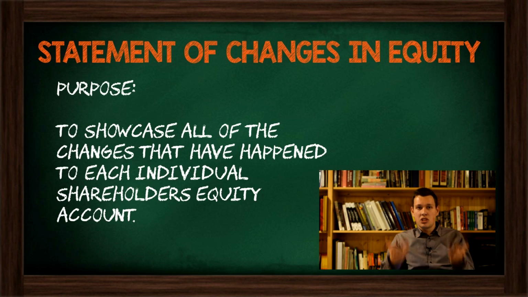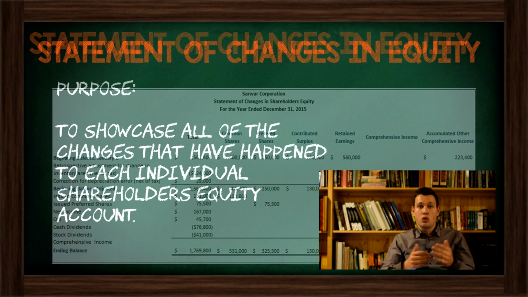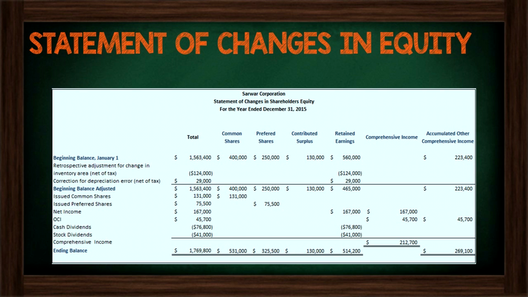As the name suggests, the statement of changes in equity is just a statement that showcases all of the changes that have happened to each individual shareholder's equity account. As you can see on the statement here, from left to right, we list all of our individual shareholders' equity accounts. We got our common shares, preferred shares, contributed surplus, so on and so forth.